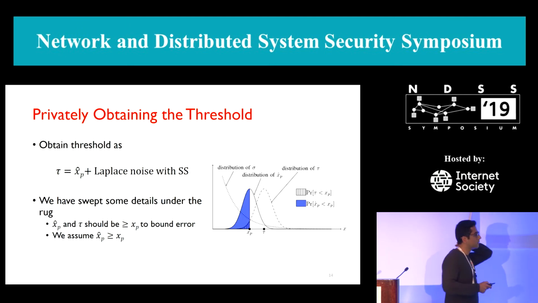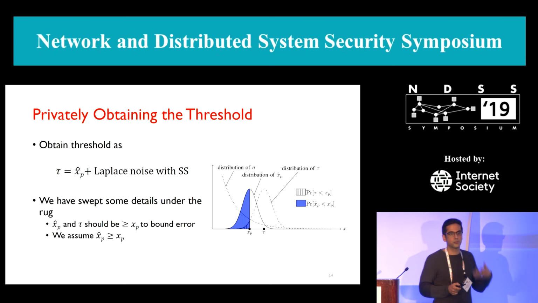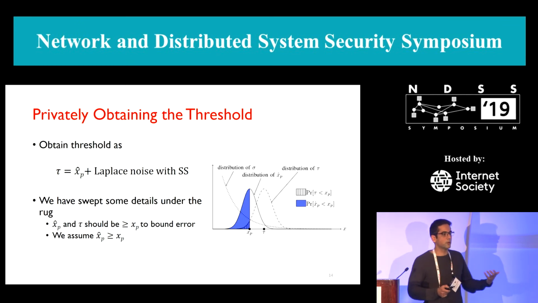Now, I've actually removed some important details in this talk. For those, you can look into the paper. One main complication is that we want both the empirical p-Quantile and the threshold to be greater than the actual p-Quantile, and that is because we want to be able to analytically bound the error due to outliers.